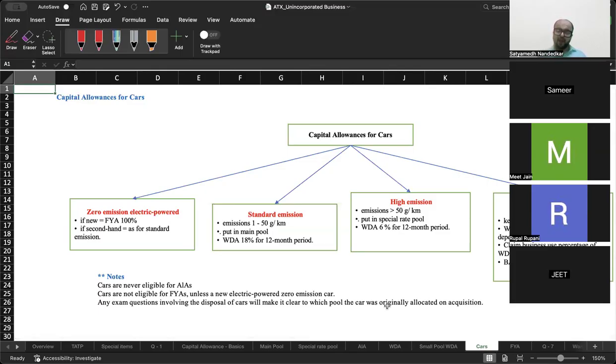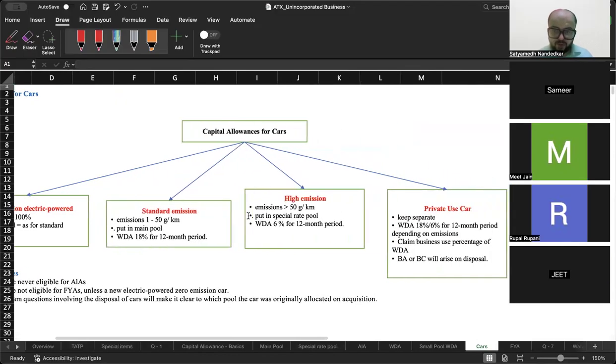If we were to talk of cars and to calculate capital allowances for cars, then there are four categories that you should think about. Zero emission electric powered cars. If these are new cars, then you get 100% FYA. If these are second hand zero emission electric powered cars, then they go in the main pool. Cars with standard emission, that is emissions between 1 to 50 grams per kilometer, they are put in the main pool, and WDA is 18% for a 12-month period. High emission cars are put in the special rate pool, and the WDA is 6% for a 12-month period.